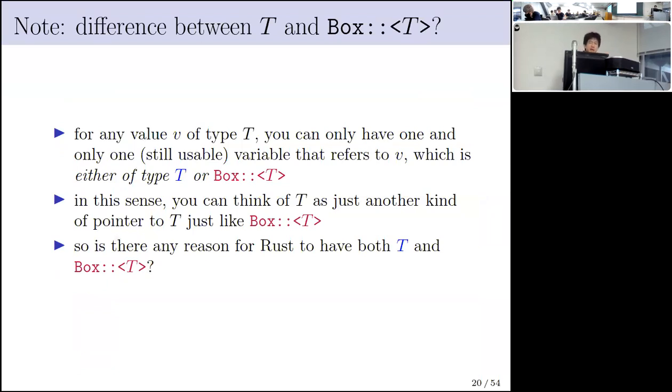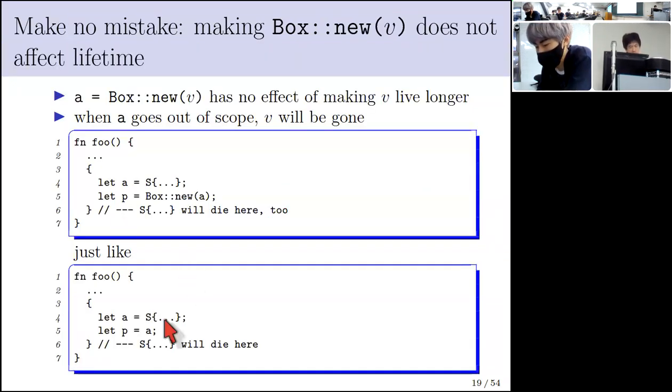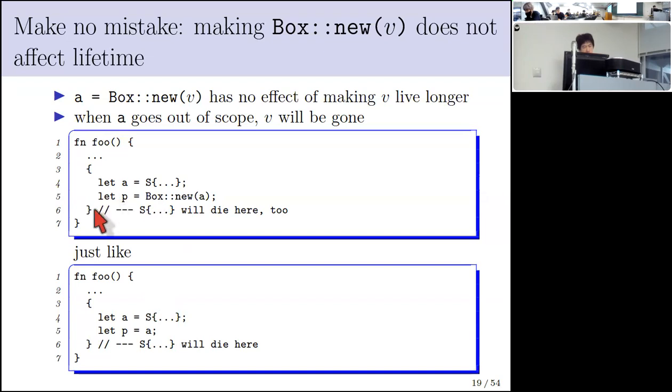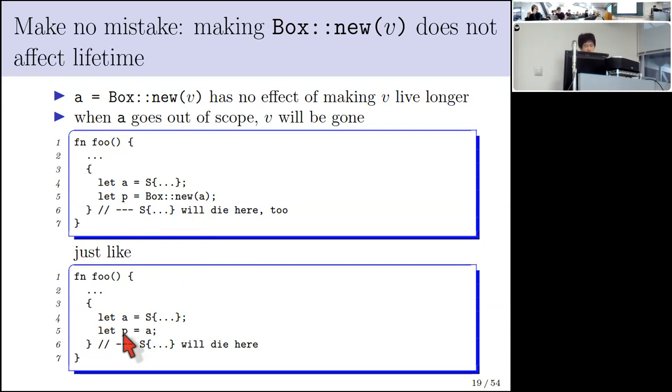So after having heard of this, you may be somewhat confused. So what is then the purpose of this box T at all? Just like the previous example indicates, the behavior or the lifetime of this data structure is exactly the same no matter whether you have this box or not. As a matter of fact, you may think of P as another owning pointer, right?